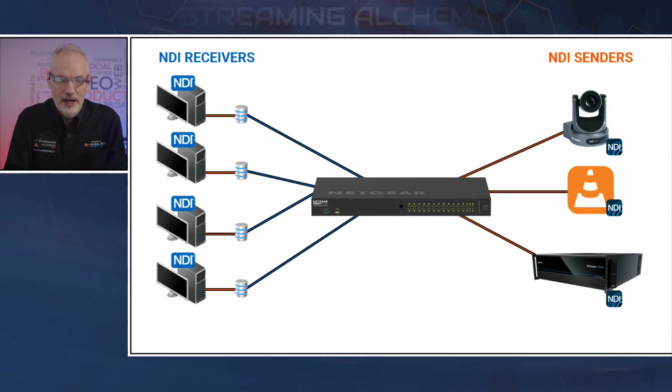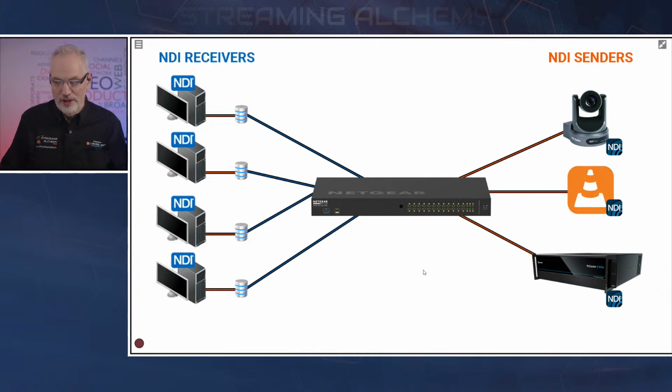So what happens with NDI when any one of these sender devices comes online, they use a protocol called mDNS to advertise that they are available online. And in that advertisement, they're basically giving an IP address to the network to say, if you need to talk to me, you talk to me on this IP address. And they also have ports to say, this feed is on this port. So every NDI source is a combination of an IP address and a port.